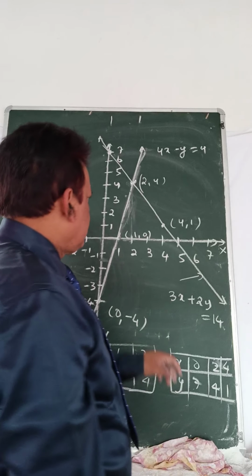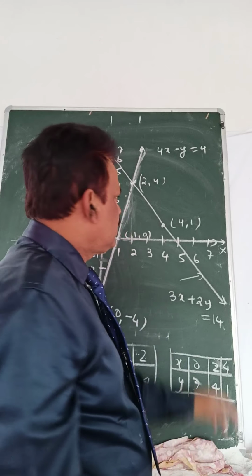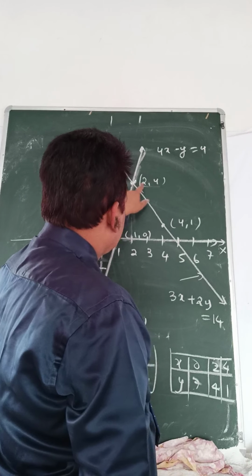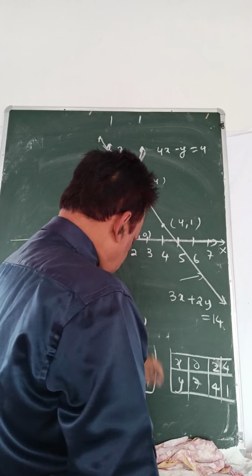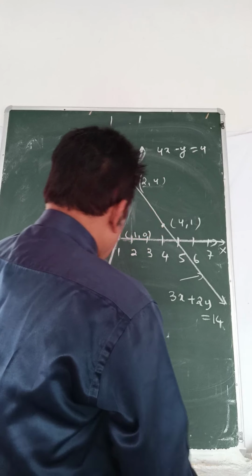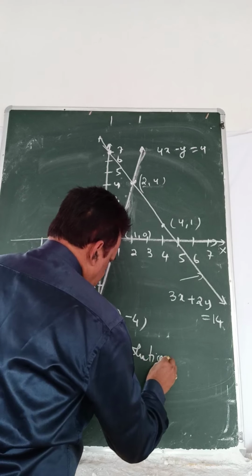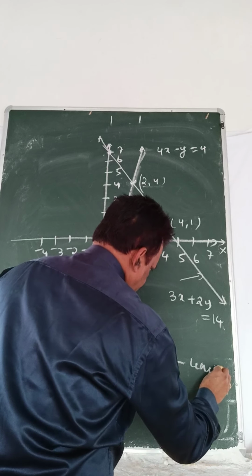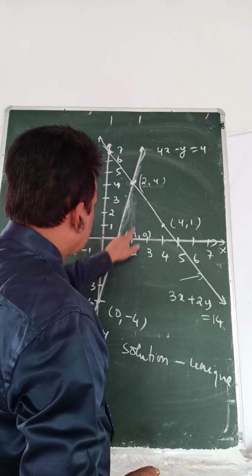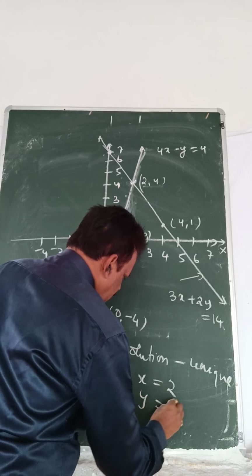Okay. Now, because they are crossing, we will have a unique solution. What is that unique solution? Now, the common point of both. Which is the common point here? (2, 4) is the common point. So you can write the solution is unique. Then this is (x, y) equals (2, 4), x equals 2, y equals 4.